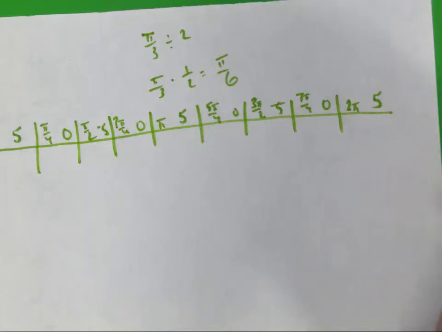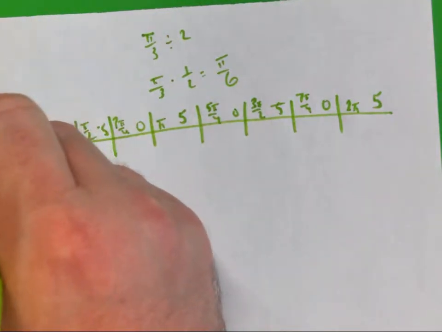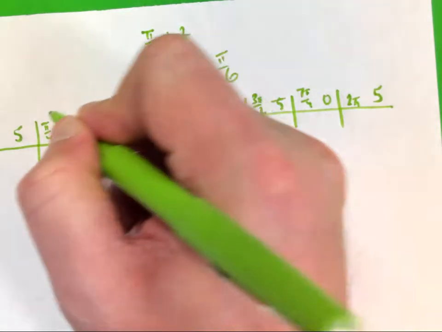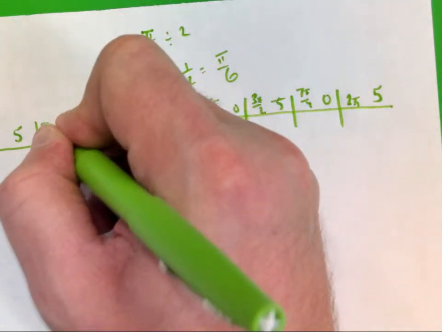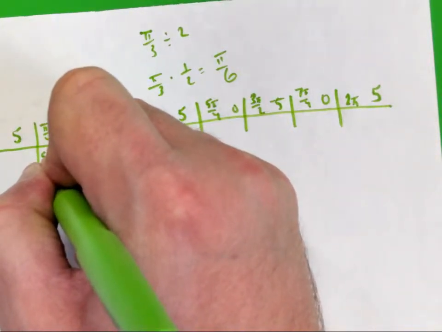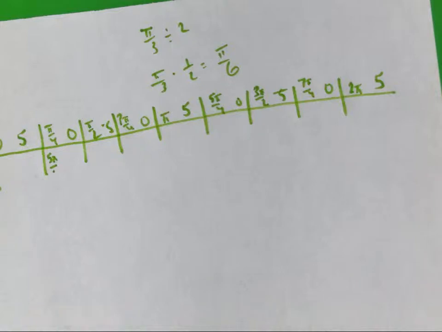Phase shift. What does that affect, guys? Your x. Very good. So I'm going to add pi over 6 to each of those. What's the common denominator? Pi over 6. That'll be 12. 3 pi. Is that 5 pi over 6? Somebody put that in the calculator.